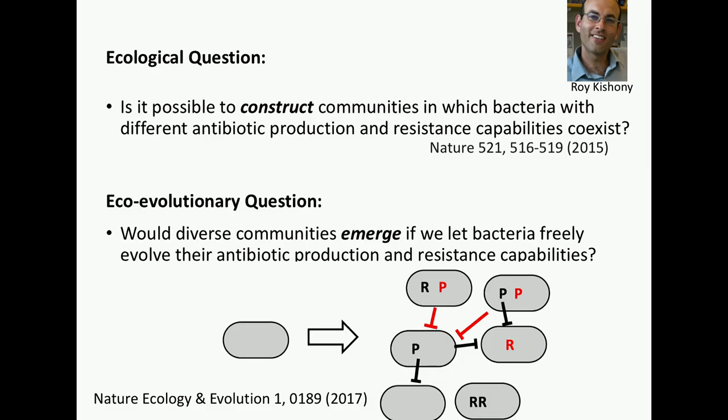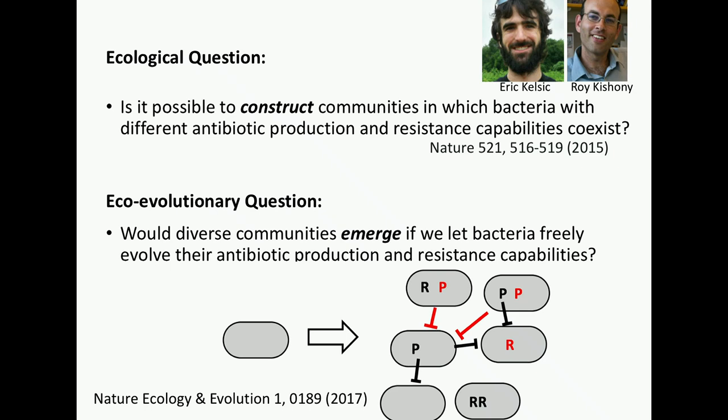All right, so within this setup, we're focusing exclusively on antibiotic interactions, and we can ask questions on two levels. The first level is an entirely ecological level, and this is work that I did with Roy Kishony and a graduate student, Eric Kelsic. And in that part, we focus on the question, can we construct communities, kind of in silico, where diversity between organisms that have different antibiotic production and resistance capabilities is maintained in these one-niche environments, okay?